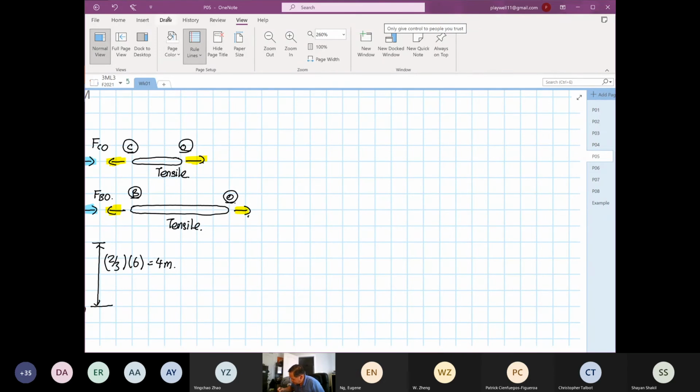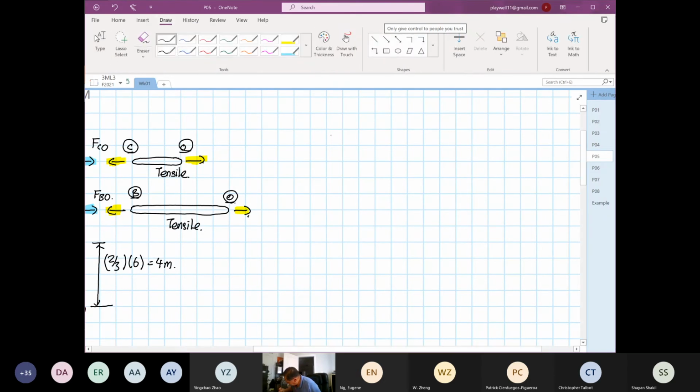So this is the uniformly distributed load. Okay. So let's say we have a beam. Okay, we have a beam over here, and it is simply supported.